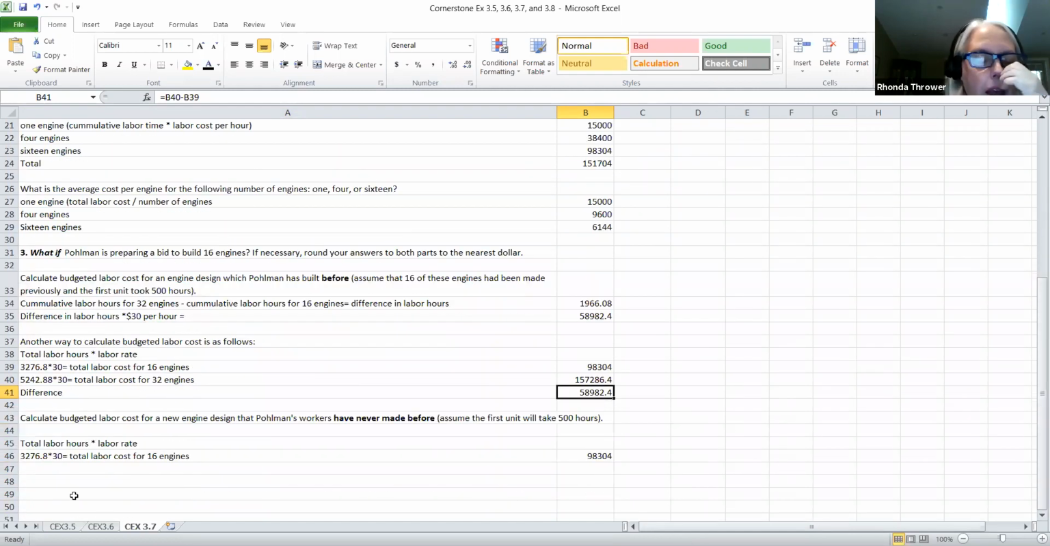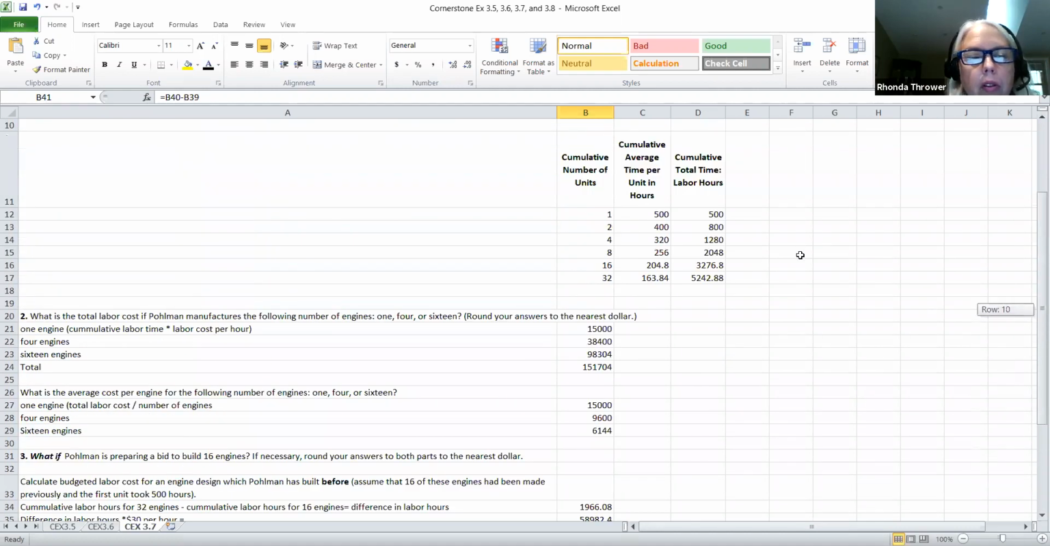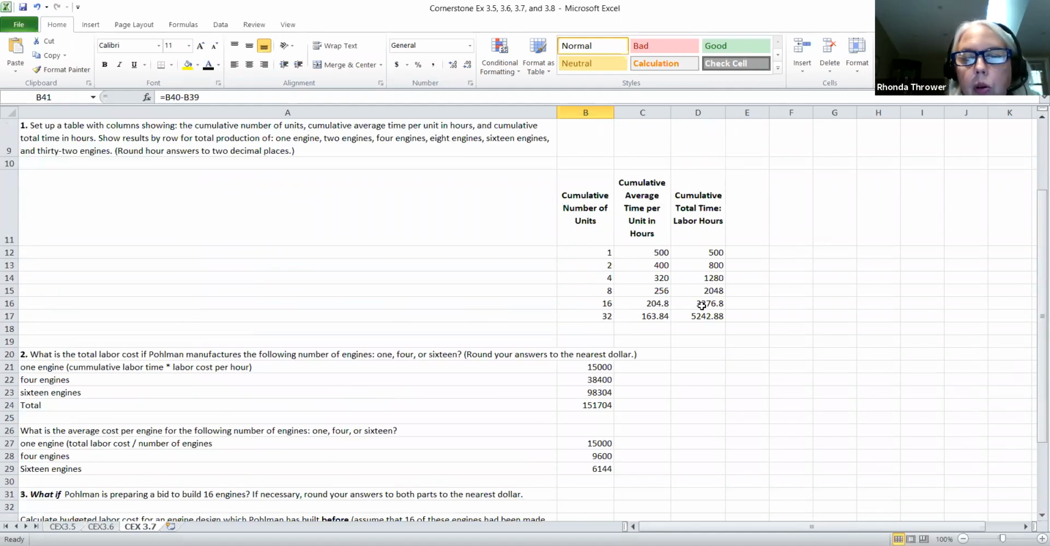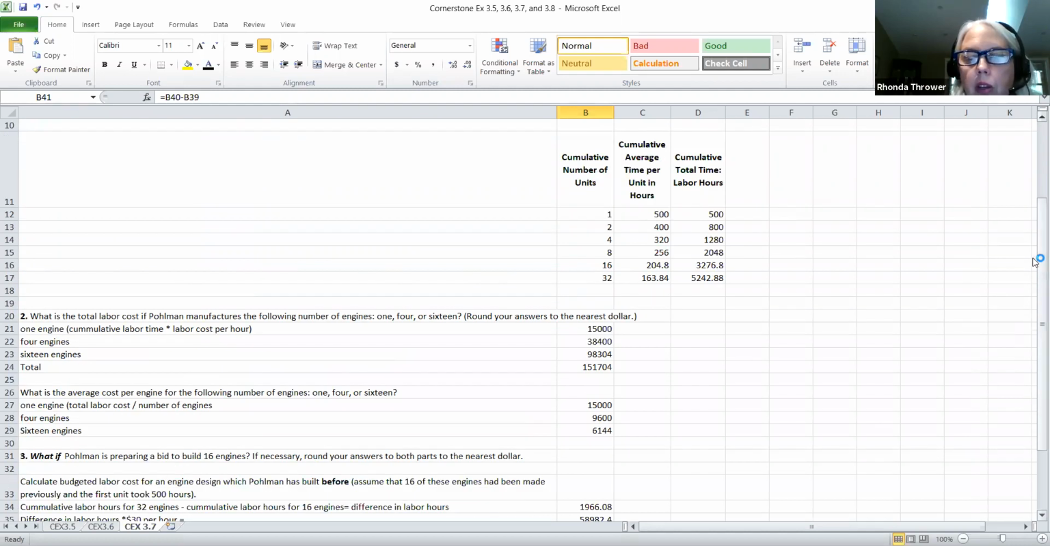And then in the very last part, it says to calculate the budgeted labor costs for a new engine design that Pullman workers have never made before. And you're assuming that the first unit takes 5 hours. So if you've never done them before and you're doing 16 engines, we want to find the total labor hours for 16 engines. For 16 engines, the total labor hour was 3,276.80.